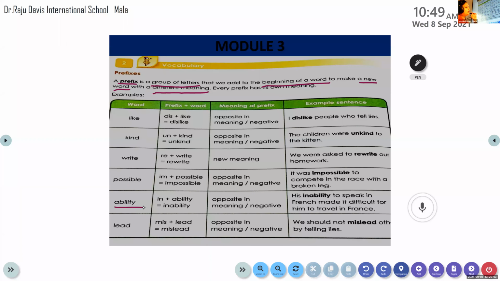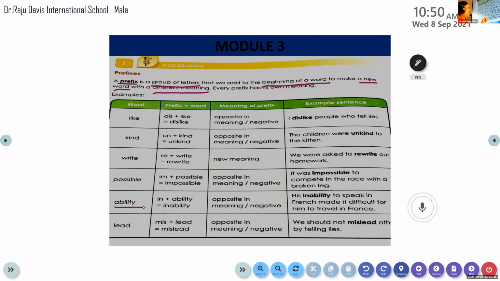Do you know the meaning of the word lead, Anunaya? No, ma'am. To show the right direction. A leader leads. A leader always tells us the right way to move ahead, right? Lead means to show how to move ahead. And mislead means to show the wrong way of going. It can be anything, something wrong. It has a negative meaning.